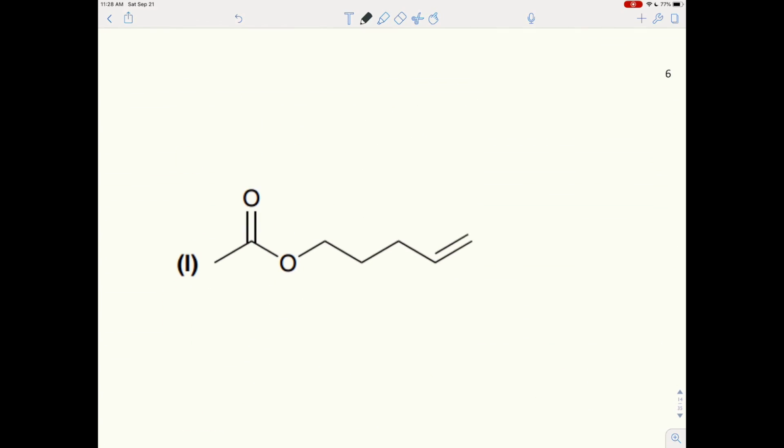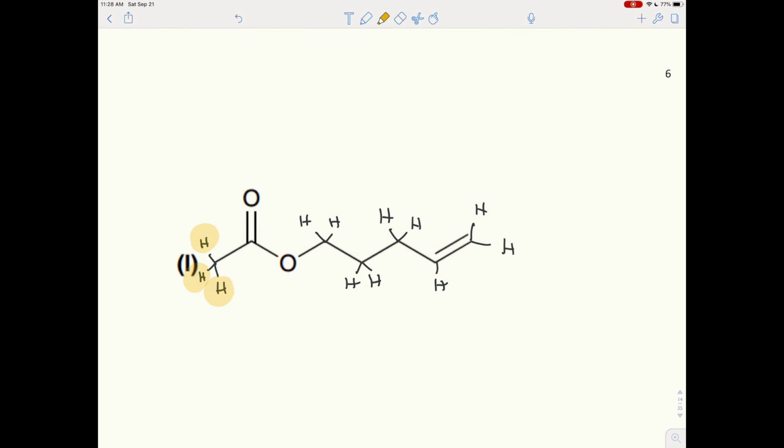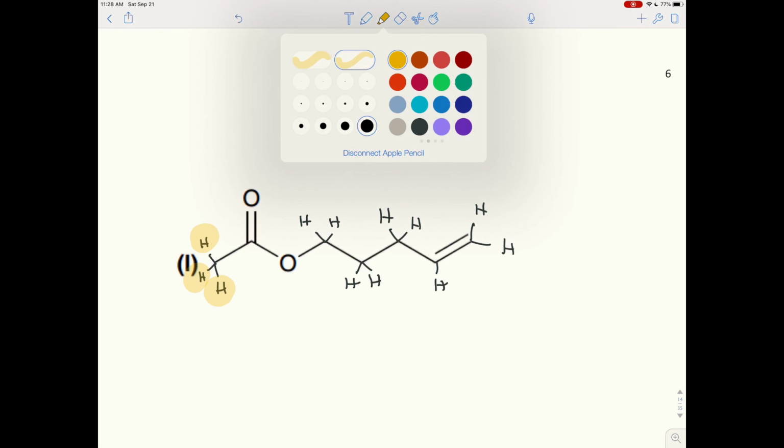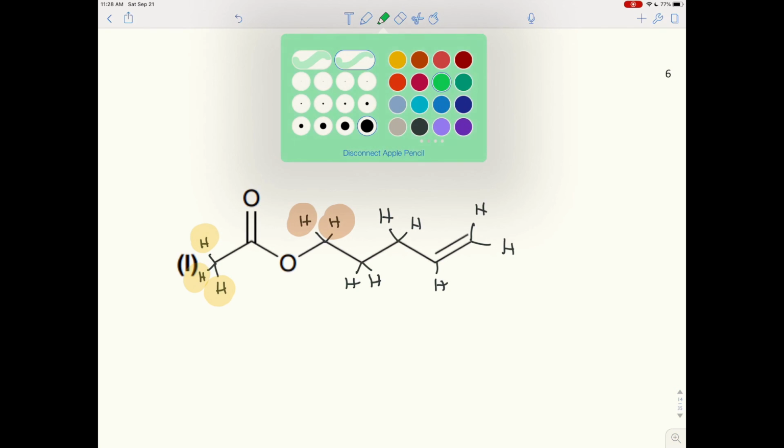All right, last one, L. So first, let's draw in all the hydrogens. And so all of these hydrogens here will be in different signals. We've got these 3 here. That's one signal. We've got these 2 here in our second signal.